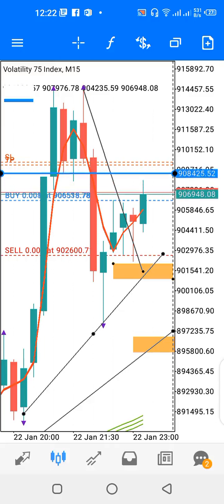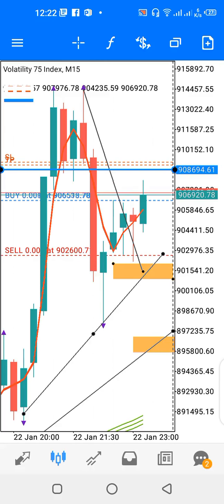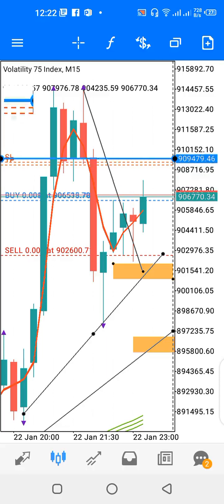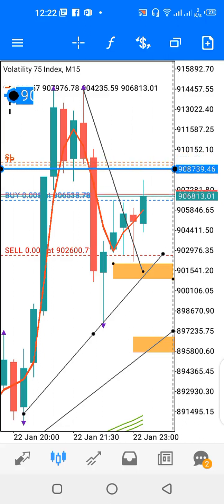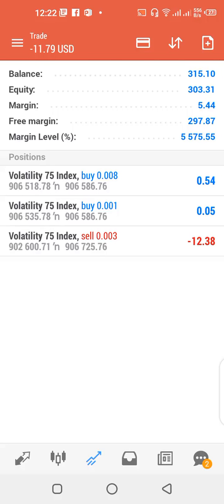At break even, I can decide to manually close all my trades, or I can allow it to hit or trigger the take profit so that I can close with some profit. It just depends on whatever I want.